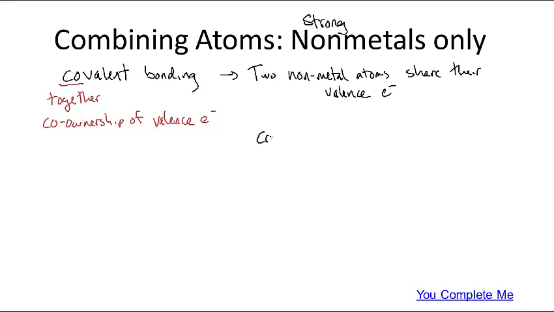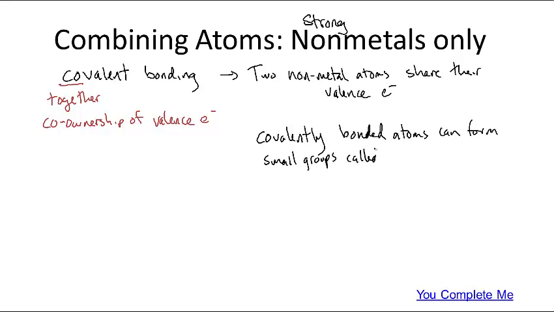Now, covalently bonded atoms, we're going to talk a lot more about covalently bonded atoms in the next unit. Covalently bonded atoms can form small groups called molecules. We're going to look at this further in the next lesson. This is common that they do. This is how they most commonly form. Or they can make large networks. And this is rare.